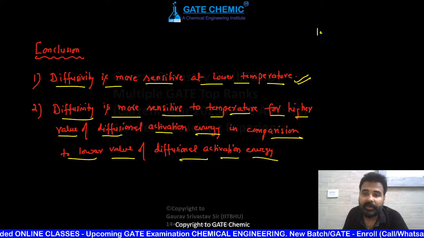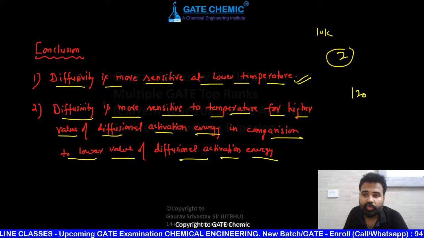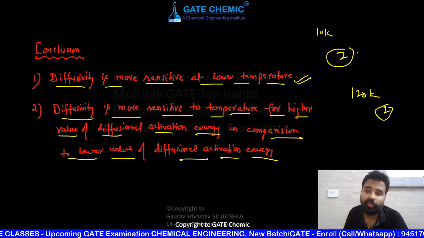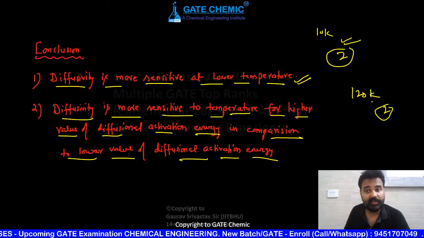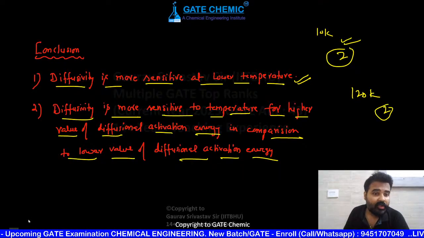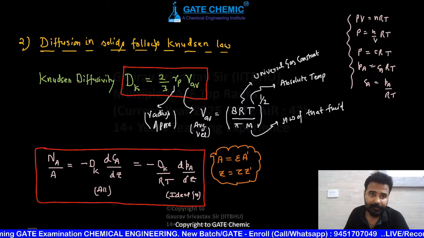मतलब लोअर टेम्परेचर पे अगर 10 केल्विन से डिफ्यूजिविटी डबल हो जाती है, तो हायर टेम्परेचर पे यही आपको 120 केल्विन करोगे तब जाके डबल होगी. तो यहाँ सेंसिटिविटी इसकी ज्यादा हो गई ना यार. डबल कब हो रही है? यहाँ केवल 10 केल्विन, यहाँ 120 केल्विन चाहिए. सो डिफ्यूजिविटी इज मोर sensitive at lower temperature. So these two conclusions, I hope everyone crystal clear.